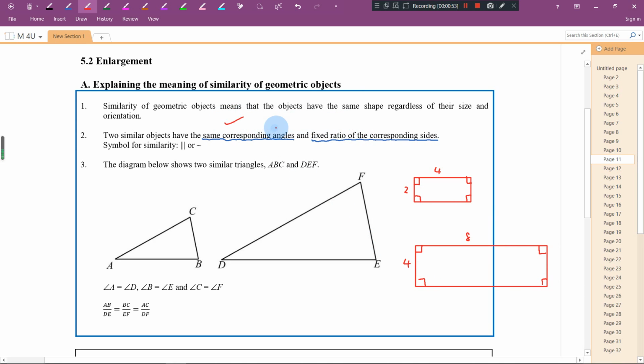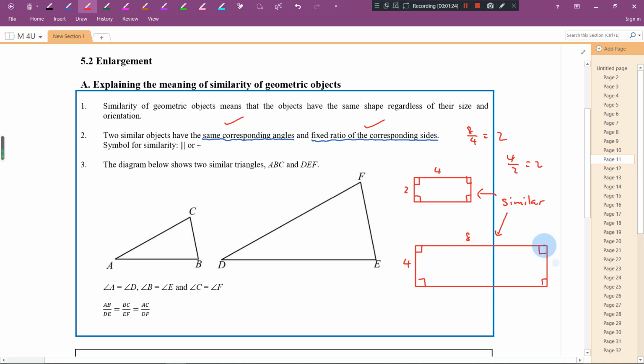But having just one is not enough. We need to satisfy both criteria. Now let's look at the ratios of their corresponding sides. 8 divided by 4 is equal to 2. 4 divided by 2 is equal to 2. You will notice that the ratio is always equal to 2. In this case, we can make a conclusion that these two rectangles are similar.